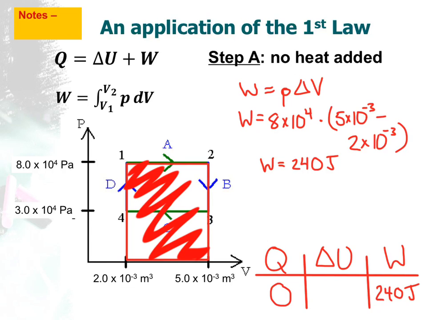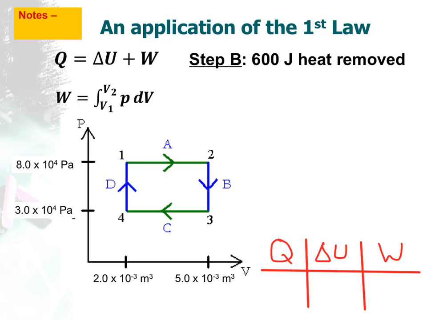Well, according to the first law of thermodynamics, right here, that means that my internal energy has to equal negative 240 joules. Because no heat is added to the system, all of this work that it is doing on its environment, its surroundings, has to come from its internal energy. That's exactly what this is saying. All right, so that's what's happening when the system goes from here to here on our pressure versus volume graph.